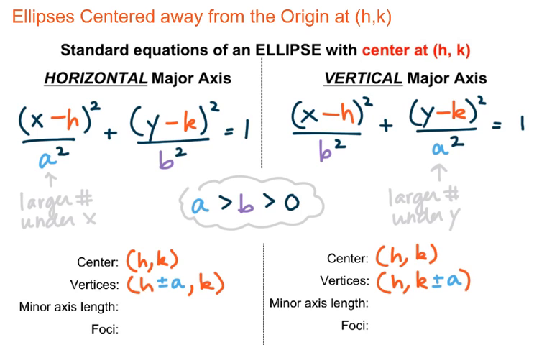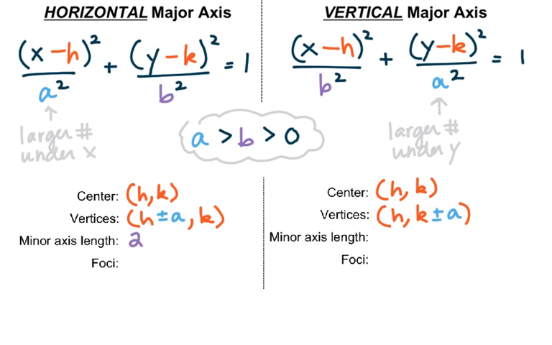But with a vertically oriented ellipse, we would add or subtract that a value to the y coordinate of the center, or k. Now the minor axis is going to be 2b units long, just like the major axis would be 2a units long. And then the foci are found using a value c. The foci are going to lie on that major axis, and we'll have (h plus or minus c, k) versus (h, k plus or minus c).